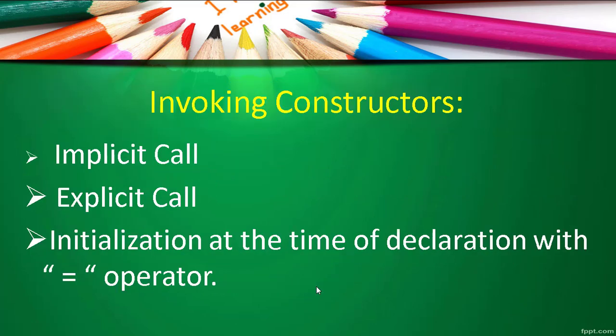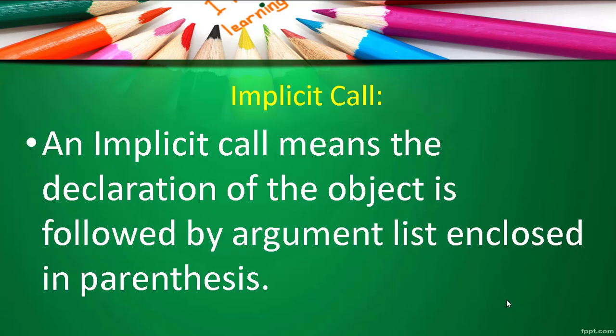Invoking constructors. The parameterized constructor can be invoked in three ways. One is implicit call, the second is explicit call, and the third is initialization at the time of declaration with the equal operator. In order to invoke a parameterized constructor, we use these three ways.